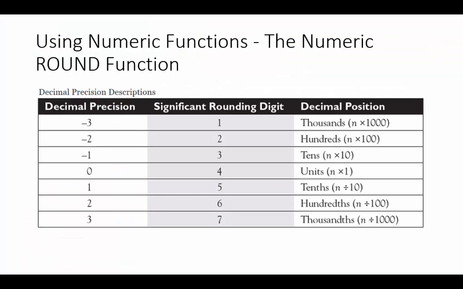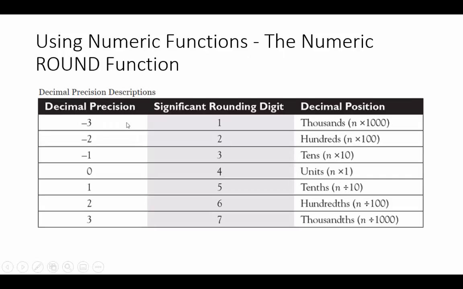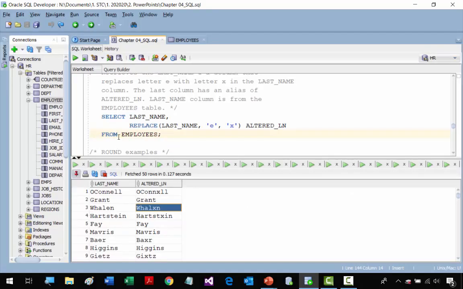Right, that's our replace. So now we go to the numeric ROUND function, and in this table we have the decimal precision for rounding, and this is in your book, and you can reference it when you have a chance. I think I included everything, yeah, from -3 to 3. So let's go ahead and try it in SQL Developer.